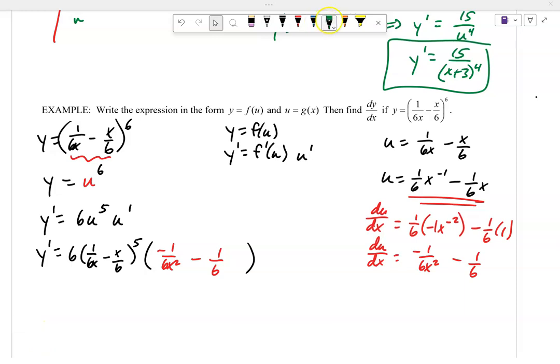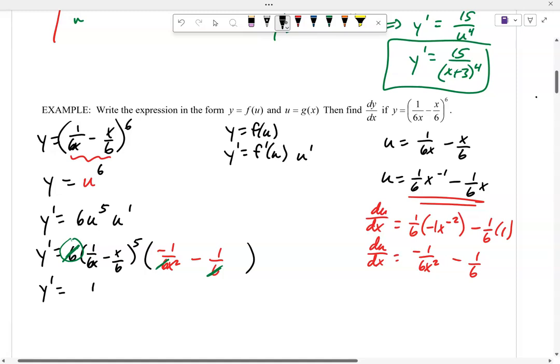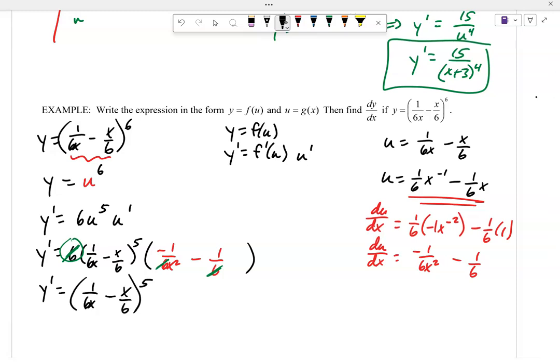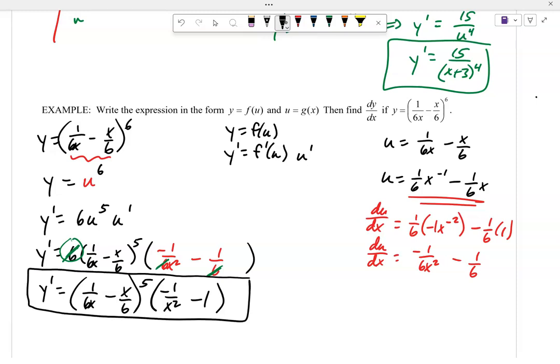I should mention you notice that 6 right there. If I distribute that into here, it cancels with that. So a little better cleanup on this would be the quantity to the 5th, and then negative 1 over x squared minus 1. That would be the best simplification there.